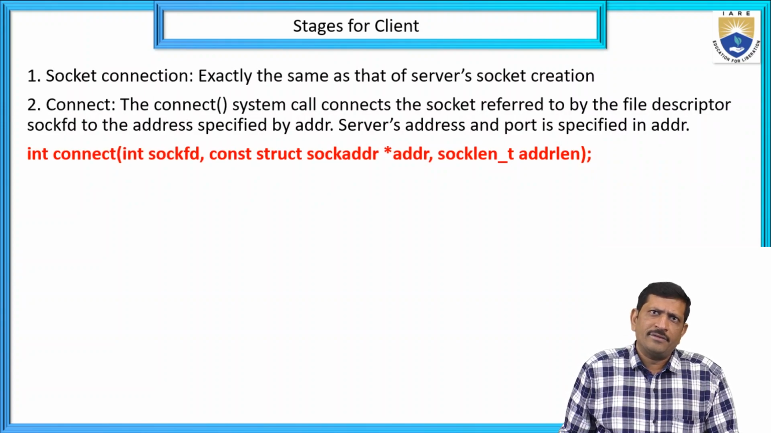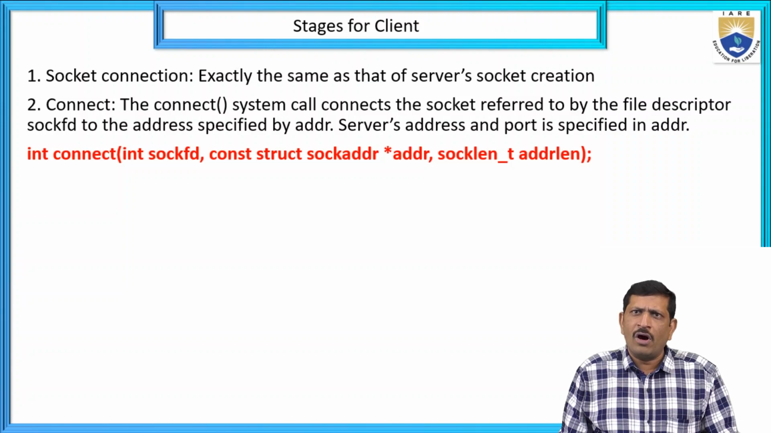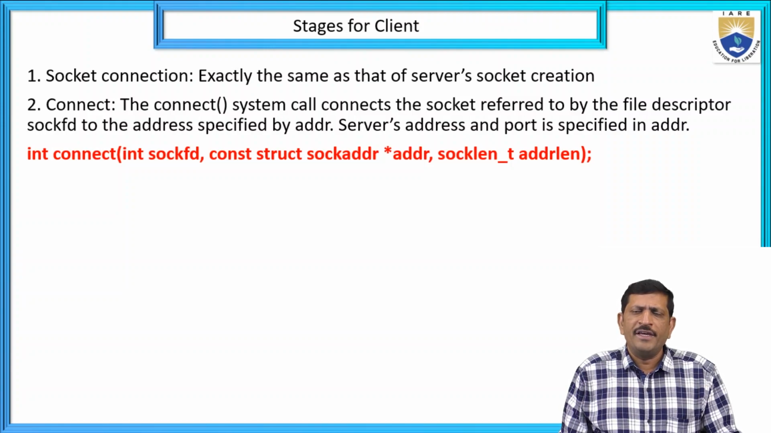Stages of the client socket connection. On the client side only the connect stage is there. Once the connection is active, the socket creation is exactly the same as on the server. Here also we can create the socket. The connect function call, a system call, connects the socket referred to by the descriptor socket FD to the address specified by ADDR. Server address and port are specified in ADDR.